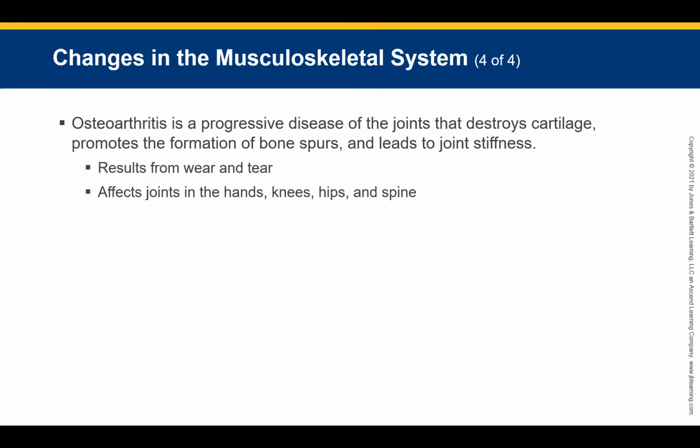Osteoarthritis is a progressive disease of the joints that destroys cartilage, promotes the formation of bone spurs in the joints, and leads to a lot of stiff joints. Patients complain of pain and stiffness that gets worsened with exertion, affects several joints of the body, most commonly those in the hands, knees, hips, and spine.